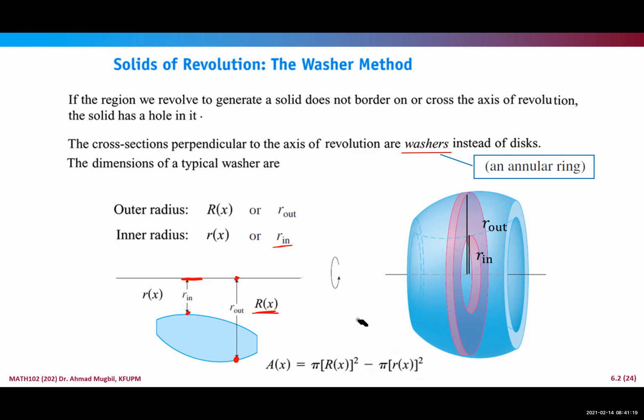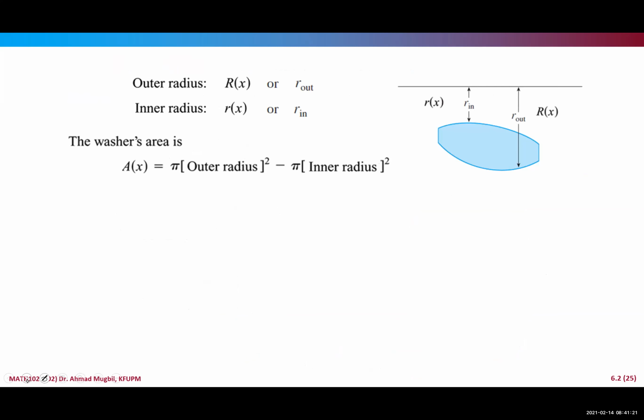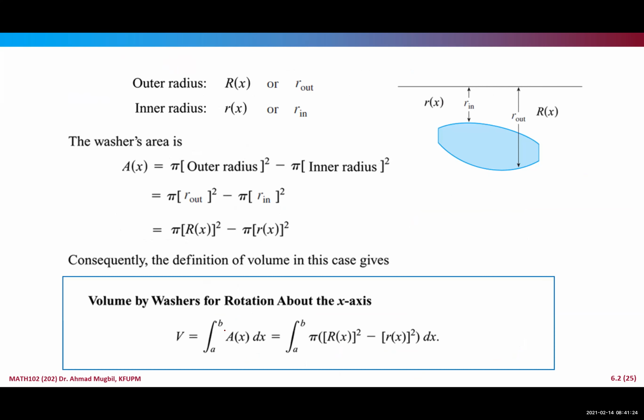Okay. Let's take an example. I think it will be much clearer. So in that case, the formula, if you have a volume of a region rotated about the x-axis by using the washer method, it will be the area of the cross section. We are still talking about the volume as the integration of the area of the cross section. But in this case, the area will be pi times the outer radius squared minus the inner radius squared.